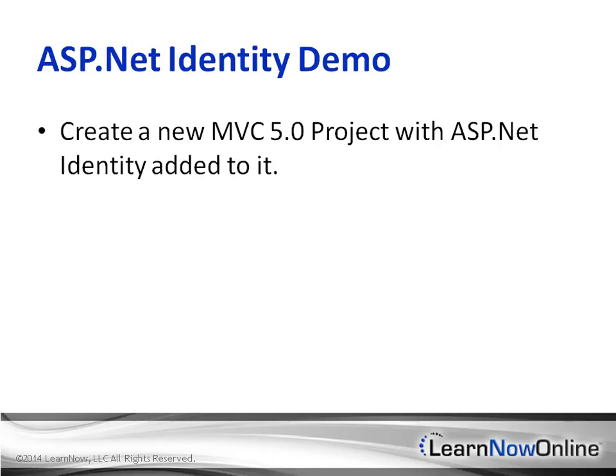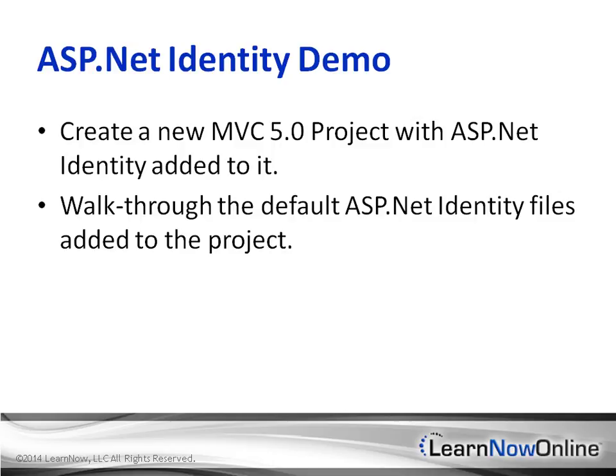For our ASP.NET Identity demo, we are going to create a new MVC 5.0 project with ASP.NET Identity added to it. We're then going to walk through all of the default ASP.NET Identity files that are added to the project as part of the project creation process. ASP.NET Identity is a huge topic, and because it's so flexible and so extensible, it requires a significant amount of time to implement within your application. And so we're going to walk through the files that Visual Studio creates for us so that we can see how it's set up and how it runs.